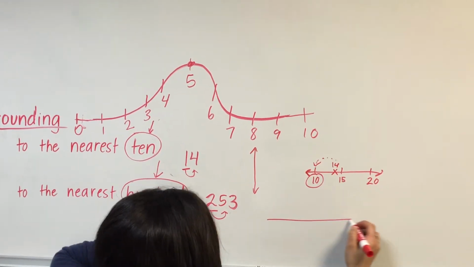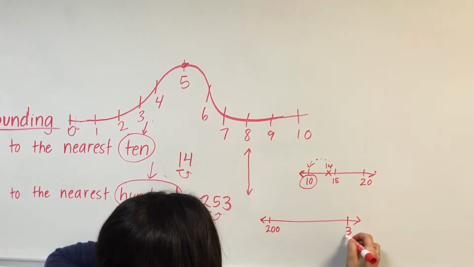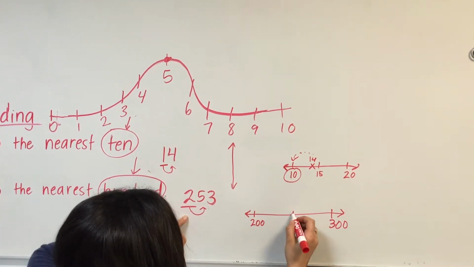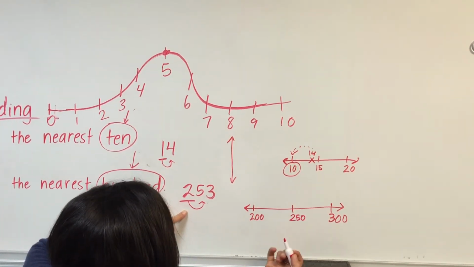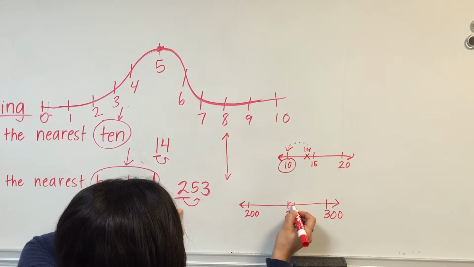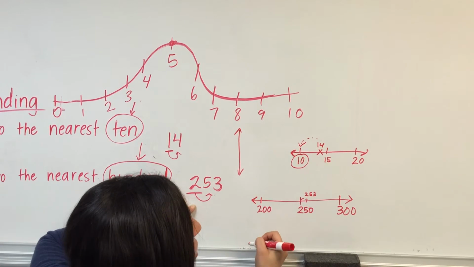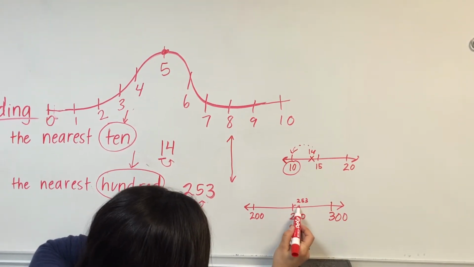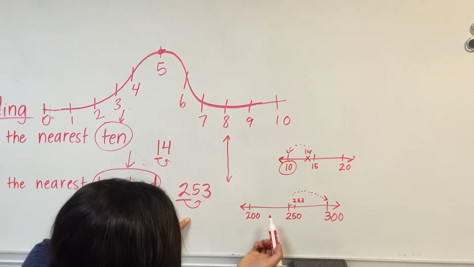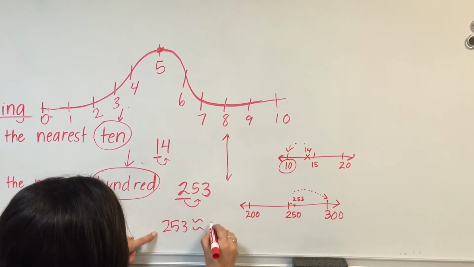I know 253 is in between 200 and 300. The next step is to think, what's the midpoint between 200 and 300? 250. From here, I can plot 253. Oh, I know 253 comes a little bit after 250. Here's 253. The next question, which 100 is 253 closer to? We can easily see from our number line that it is closer to 300. So we're rounding 253. 253 rounds to 300.